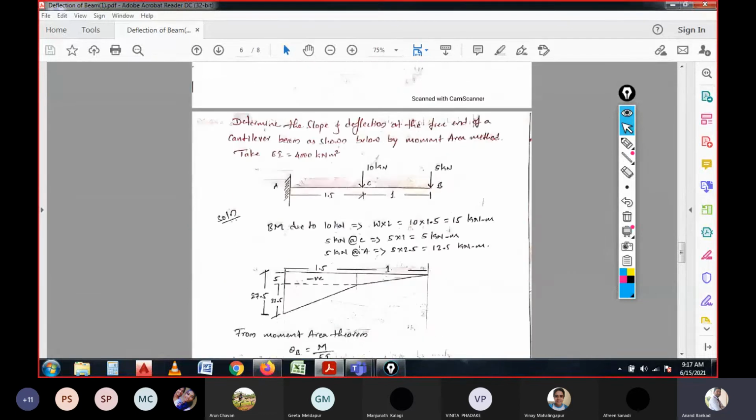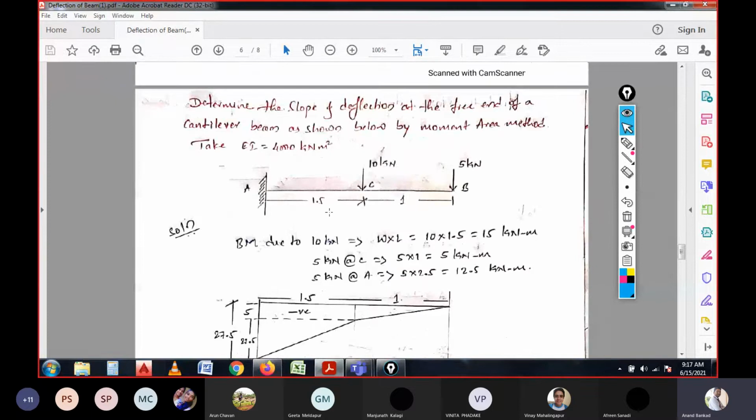So now let us consider a problem. The problem statement is: determine the slope and deflection at the free end of the cantilever beam shown below. This is a cantilever beam having spans of 1.5 and 1 meter with two concentrated loads acting, one at the end and another at point C. For this, the EI value is given as 4000 kilonewton meter square. We need to calculate the slope and deflection.